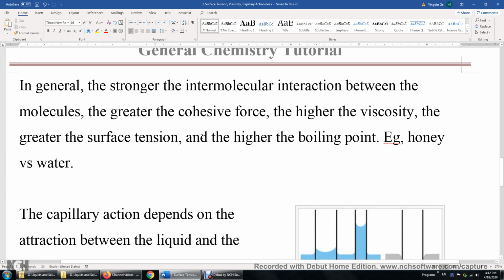In general, the stronger the intermolecular interaction between the molecules, whether it's due to dispersion, ion-ion interaction, or hydrogen bonding, as long as the attraction is stronger, you will have a greater cohesive force, higher viscosity, greater surface tension, and higher boiling point. So you can compare honey and water.